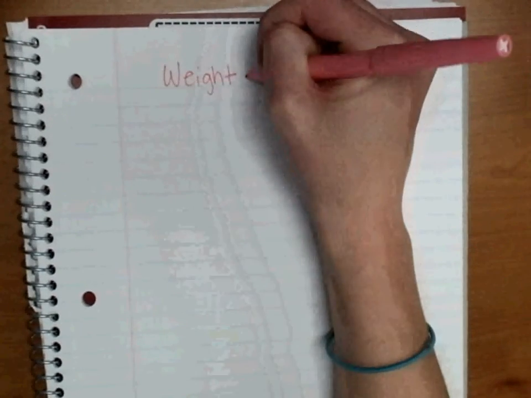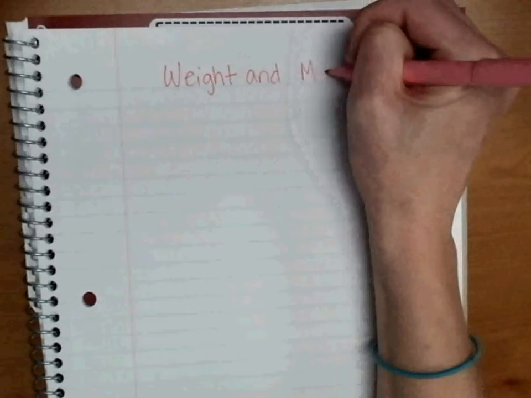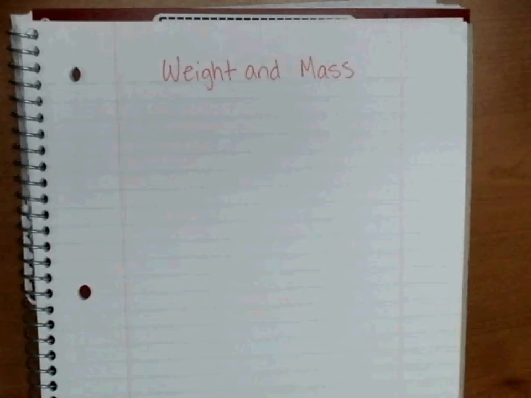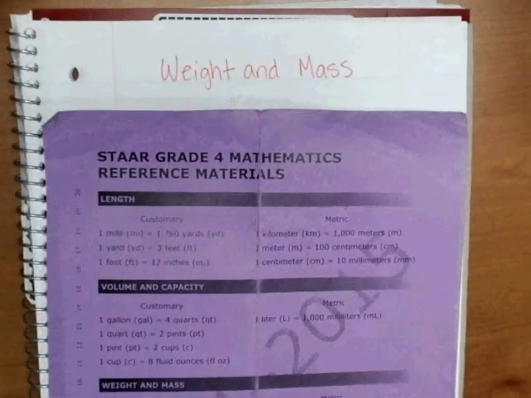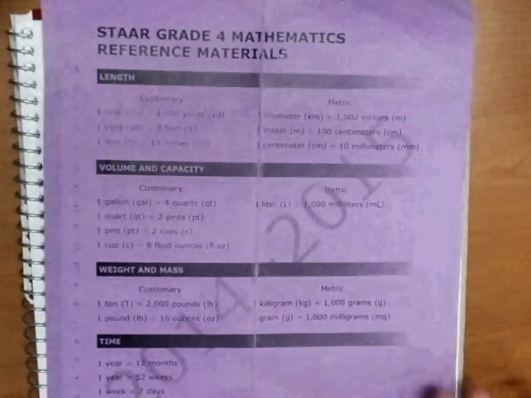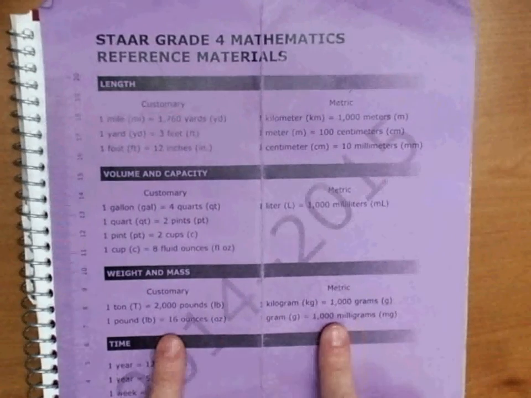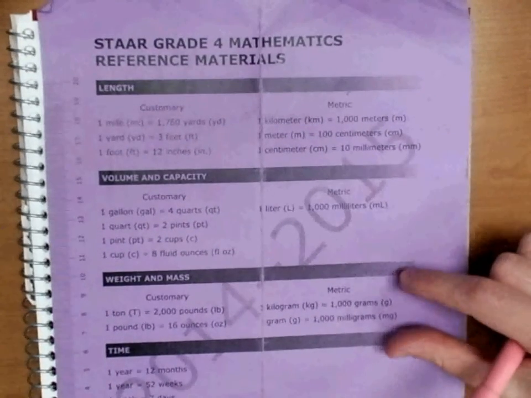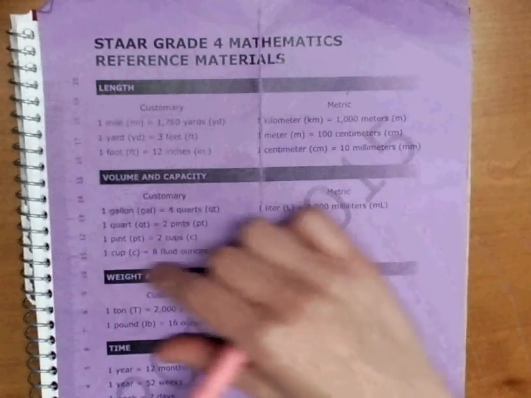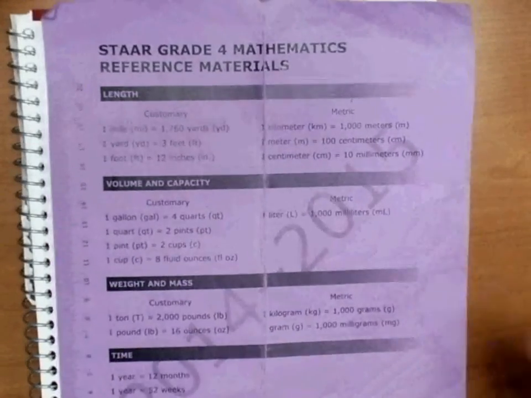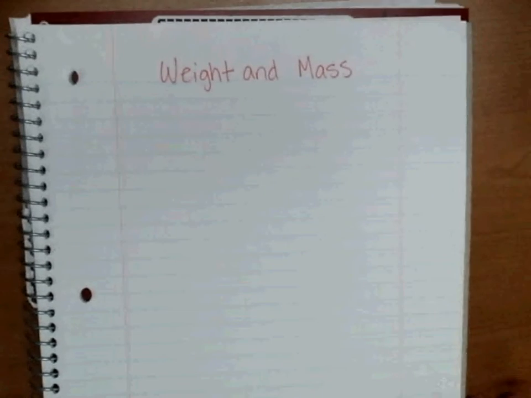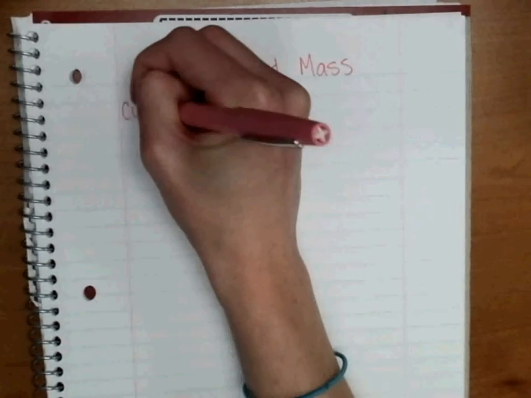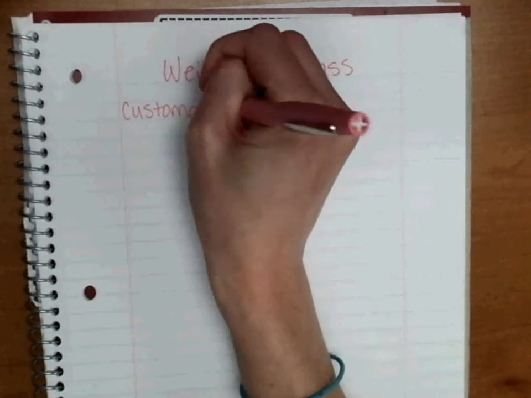and mass. And if you refer to your reference sheet, weight and mass are on the same section. We've got customary weight, metric mass. Okay, so that's really important to remember the difference between the two. So in our journal, we're going to start with weight. So we're going to say customary weight.